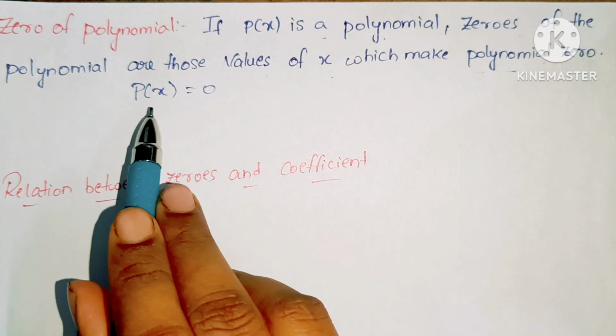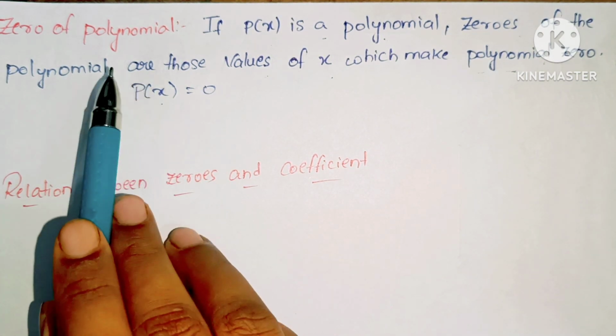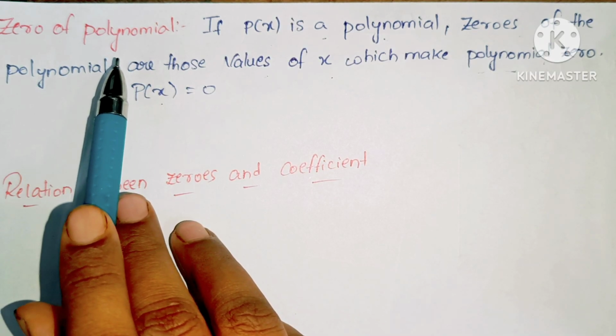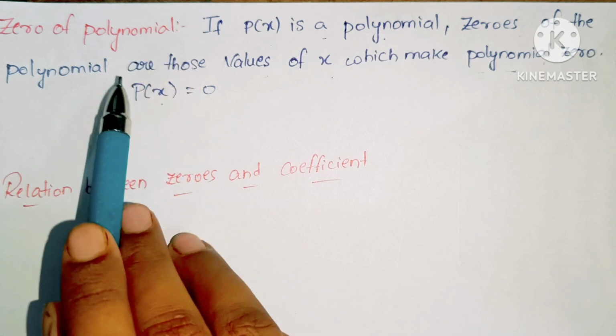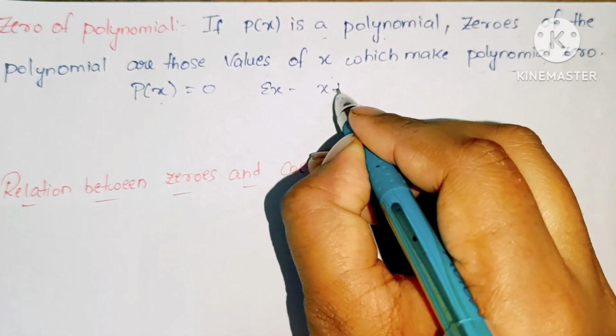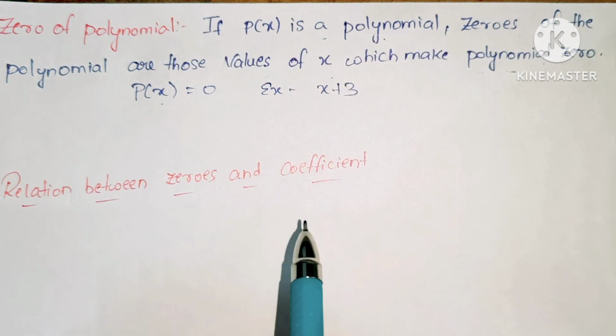Then that number which you are substituting in the place of x, you call it a zero of the polynomial or root. Okay, zero or root you can call it. So let me explain with one example. For example, x plus 3 is the equation.